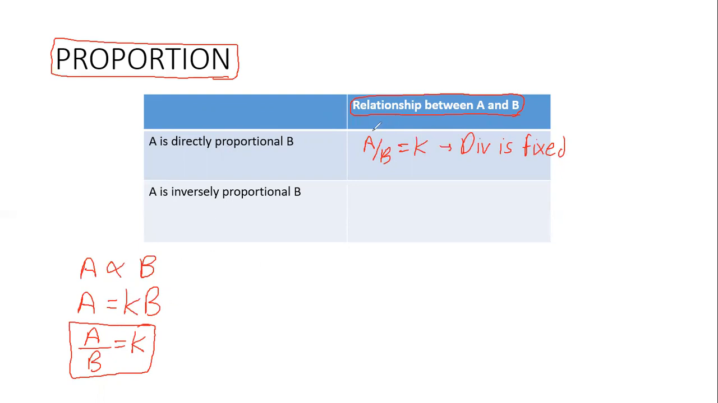So you can also understand it like this. If A goes up, then B will also go up. And if A goes down, B will also go down, if I really want to maintain their division to be the same.